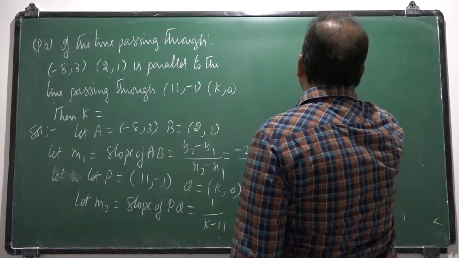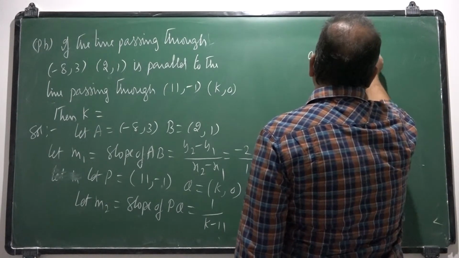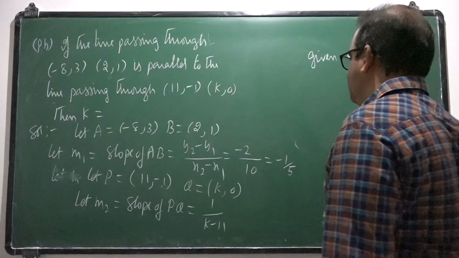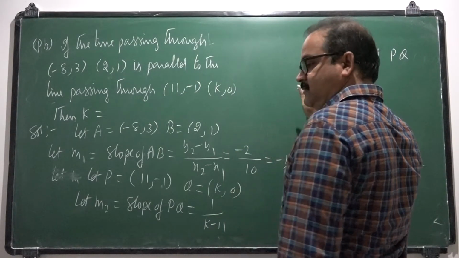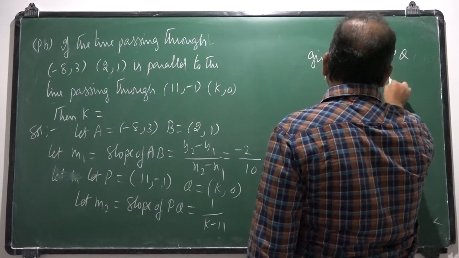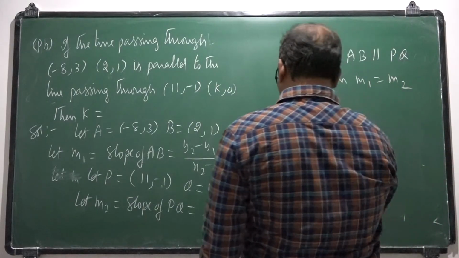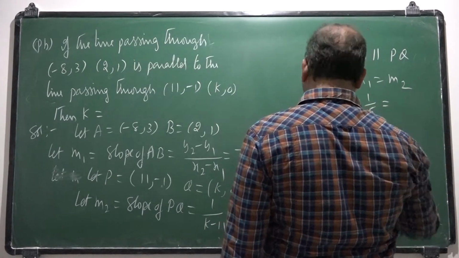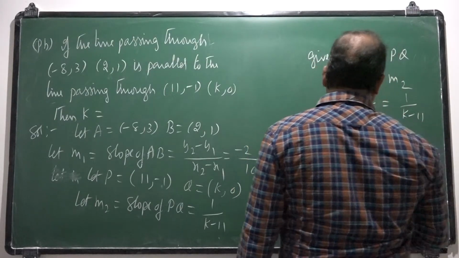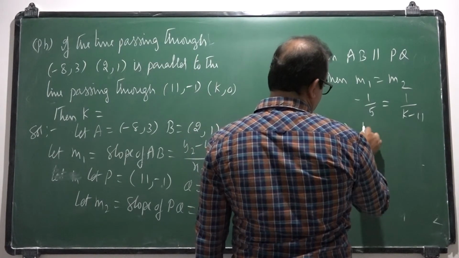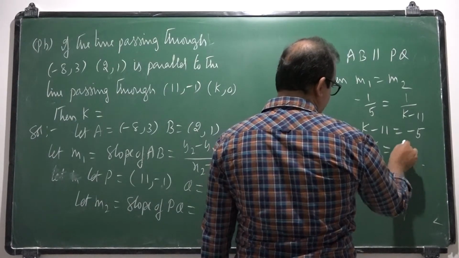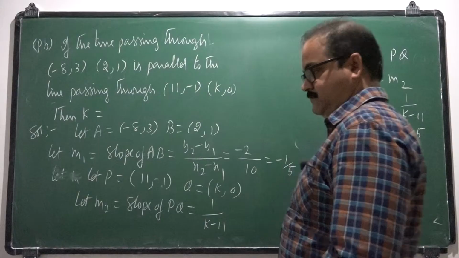What is given? AB is parallel to PQ. When 2 lines are parallel, then their slopes are equal. Then M1 is equal to M2. But what is M1? Minus 1 by 5 is equal to, what is M2? 1 by k minus 11. On equating, we get k minus 11 is equal to minus 5. K is equal to 11 minus 5, that is 6.